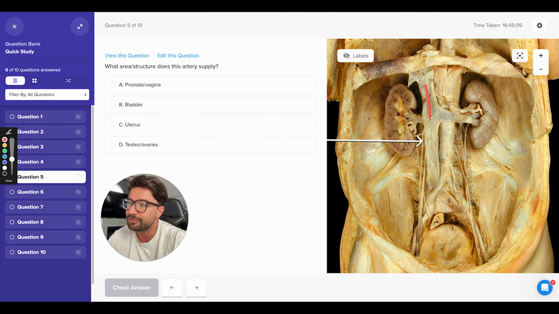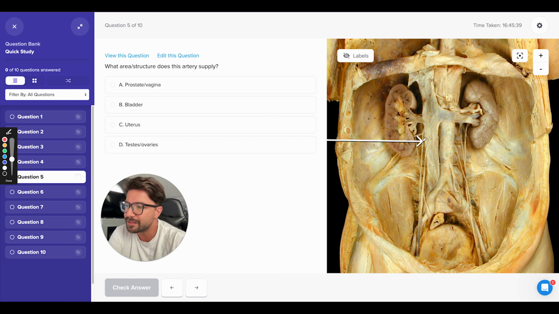We have our inferior vena cava right here, and we have our two renal veins draining into the inferior vena cava. On the left side, we have our left gonadal vein draining into our left renal vein, which then drains into the IVC. And on the right side, our right gonadal vein drains directly into our IVC. And of course, we have our kidneys found here and here on either side.